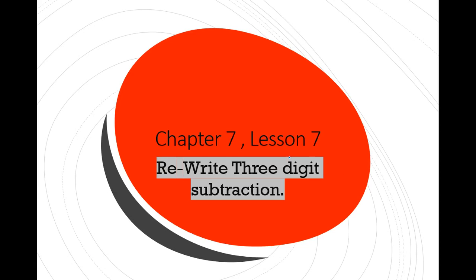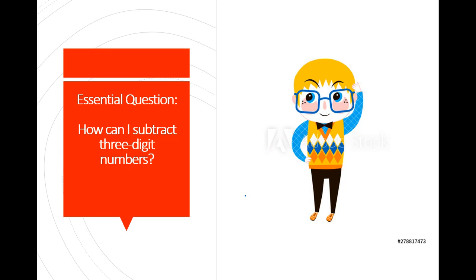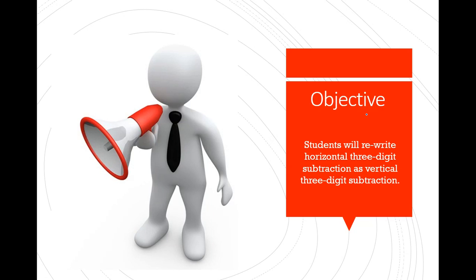Hello my students, today we are going to study lesson 7 in chapter 7, rewrite 3-digit subtraction. Our essential question: how can I subtract 3-digit numbers? Our lesson objective: students will rewrite horizontal 3-digit subtraction as vertical 3-digit subtraction.